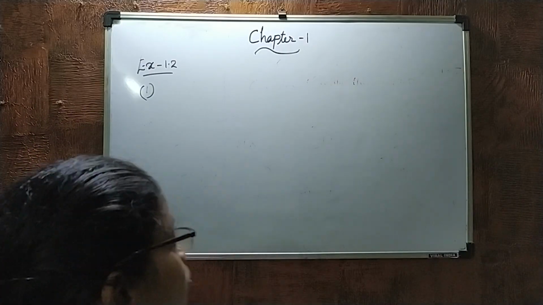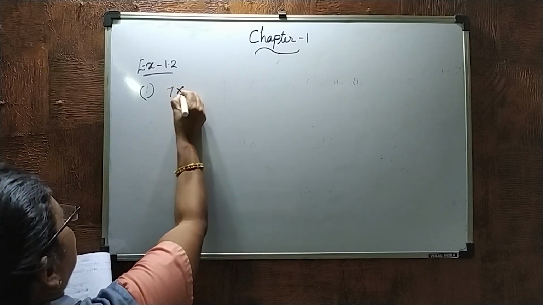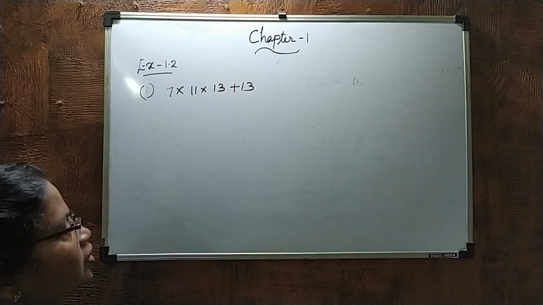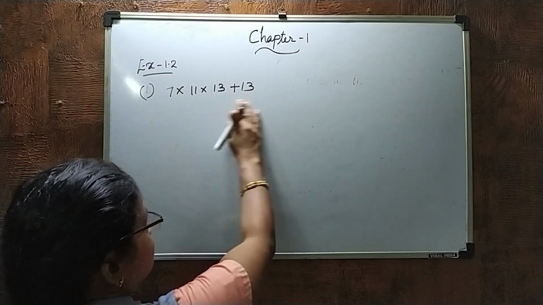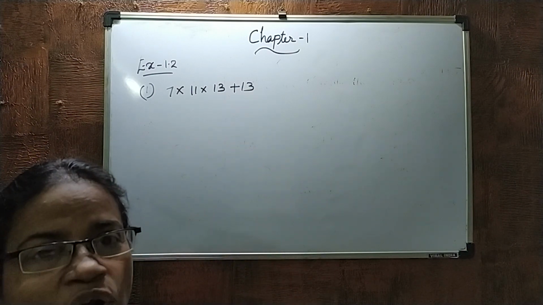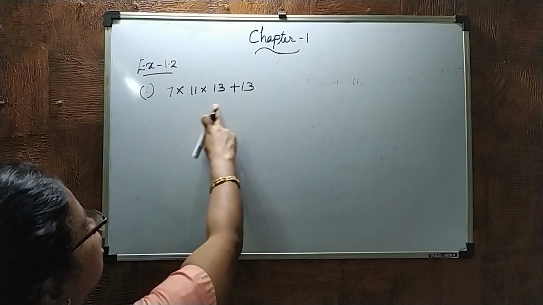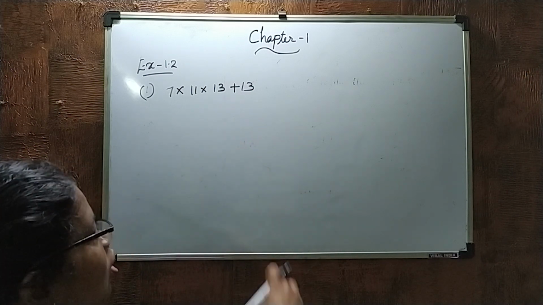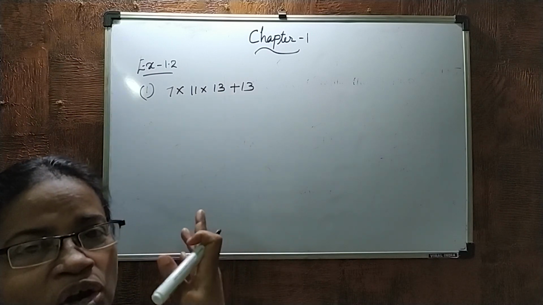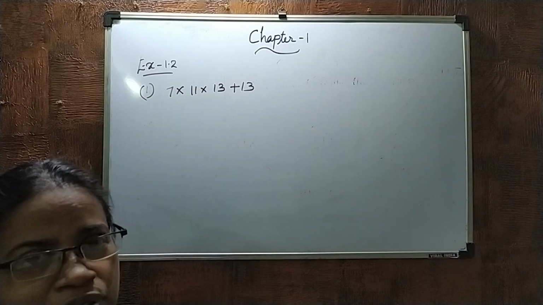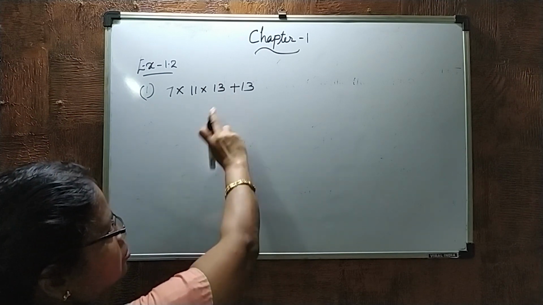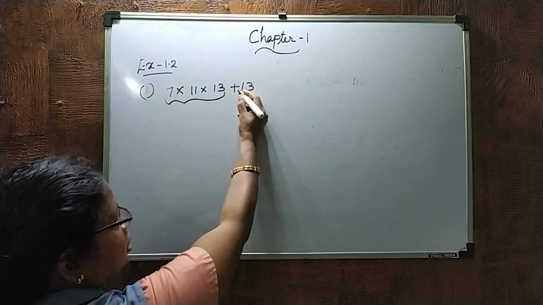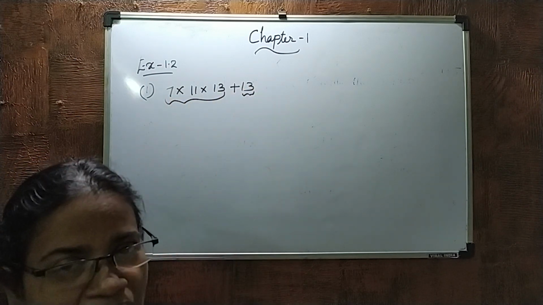So the first question we will do: 7 into 11 into 13 plus 13. You have to prove that this is a composite number. Look, all the things are prime numbers, but here there is no multiplication, here there is a plus. Otherwise, if everything were multiplied, we could say it is a composite number already because it's a product of prime numbers. Here only plus comes, so we cannot say that.